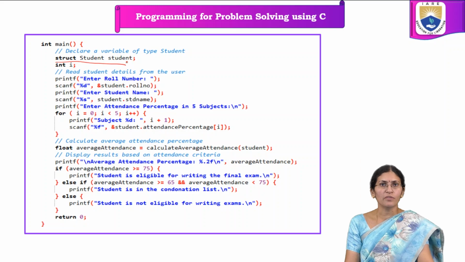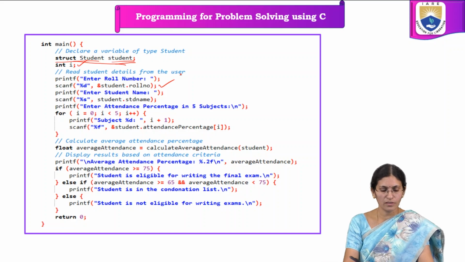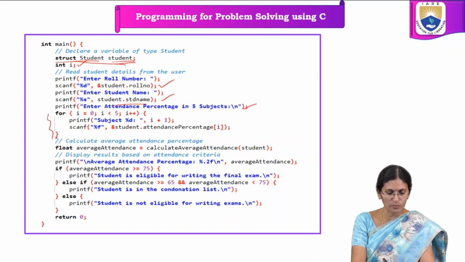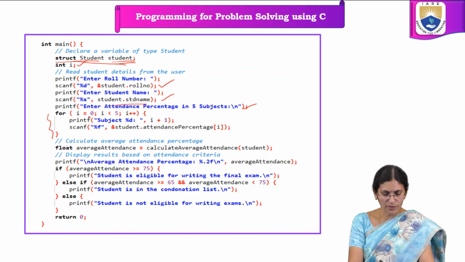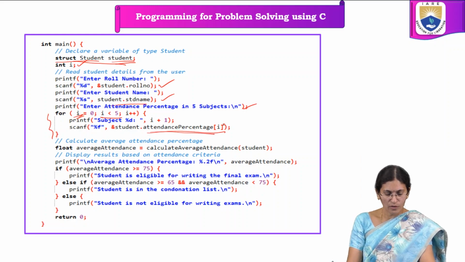Inside the main function we have declared a struct variable of type student. The name of the variable is student here. Another variable is the integer variable i. Then we are storing the information like roll number and name by using the scanf function. The user will enter these, and they are stored in the corresponding variables. To enter the attendance percentage in 5 different subjects, we need to use a for loop because the attendance percentage variable is an array of size 5, so from i equal to 0 to 5 we enter the attendance percentage of the student.